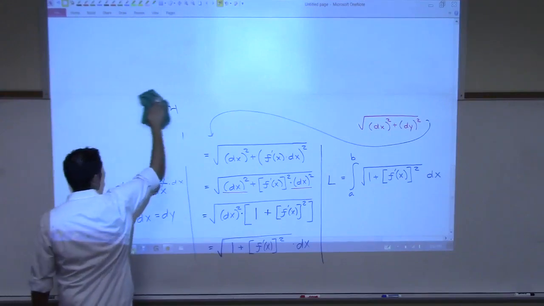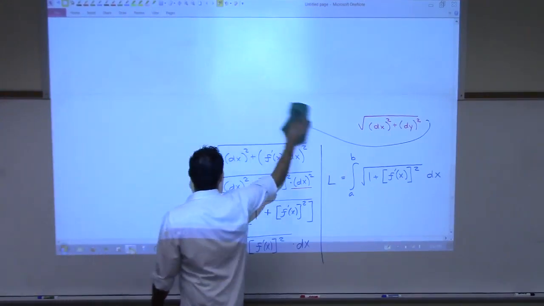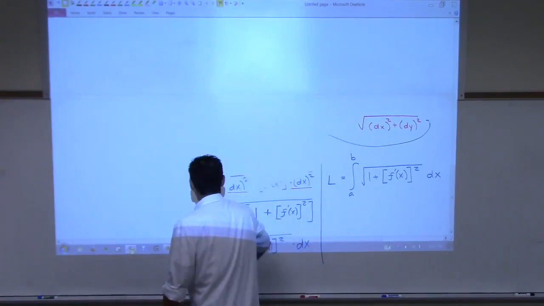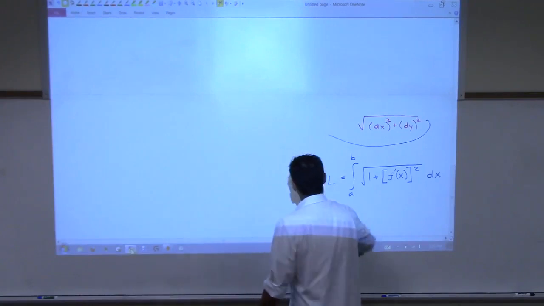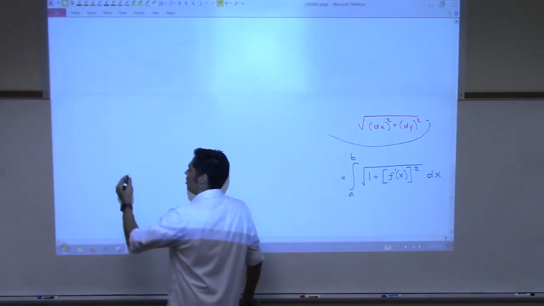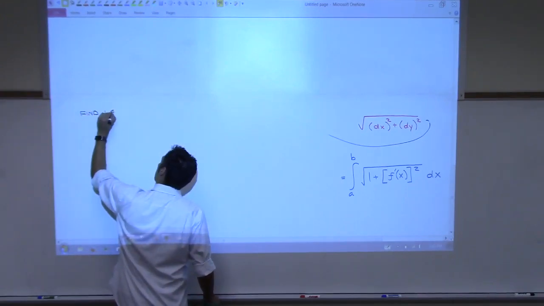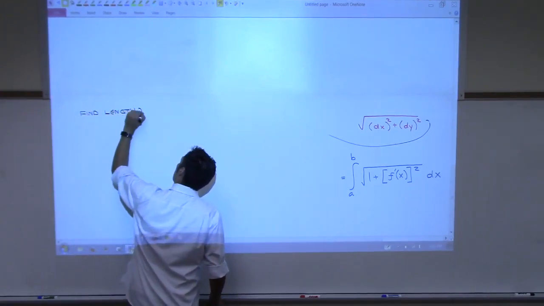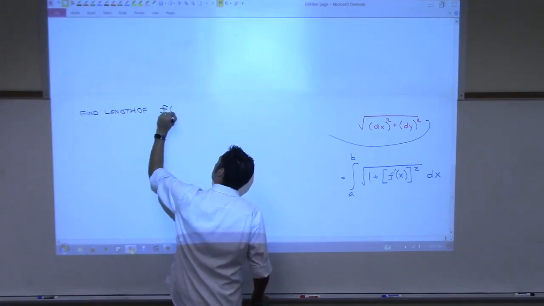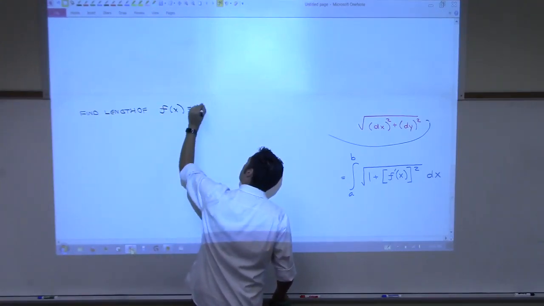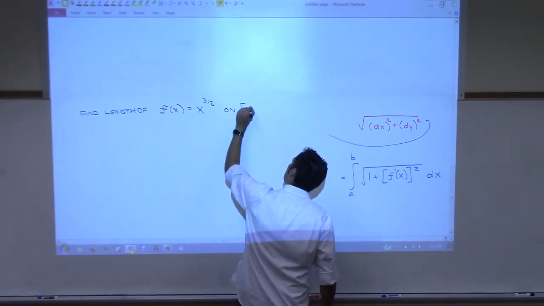So, all right, you ready to find the length of a curve? All right. Y'all seem just overjoyed. All right, we start out easy. Let's find the length of f of x equals x to the 3 halves on the interval 0, 1.